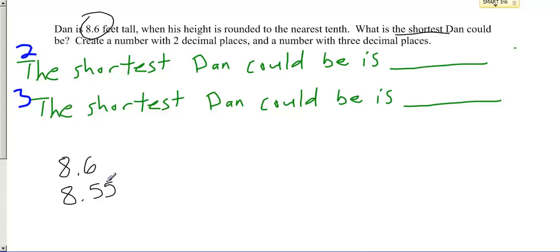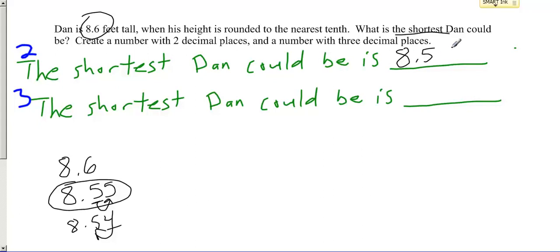55/100ths. Because remember the rule, 5 and above you give it a shove. So I'm rounding to the tenths place. I look at the tenths place, I go to the right, and the 5 tells the other 5 to go up to a 6. If it was any smaller than this, it would be 8.54, and 4 and below, we let it go. The 5 stays there. It stays exactly the same. So this would be my smallest number.